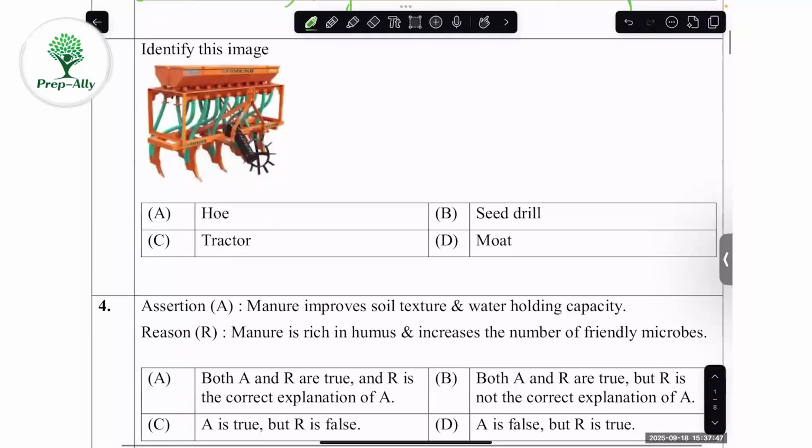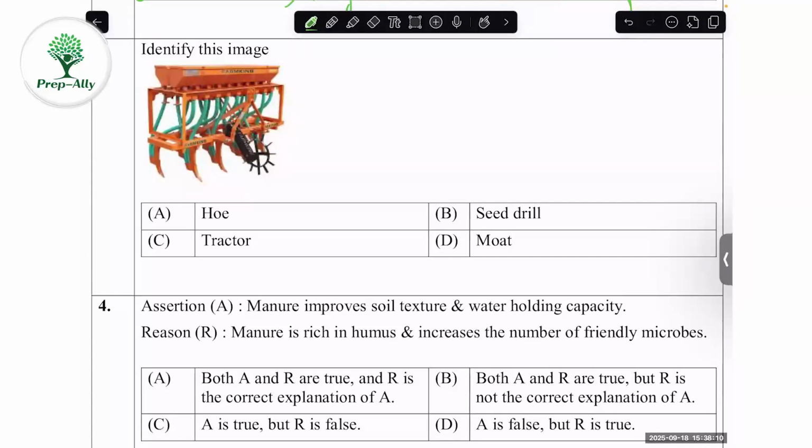Third one, identify this image. This image is definitely not a hoe. A hoe is a hand tool, not like this. And a tractor is a vehicle, so that's not a tractor either. The other option is also a different one.